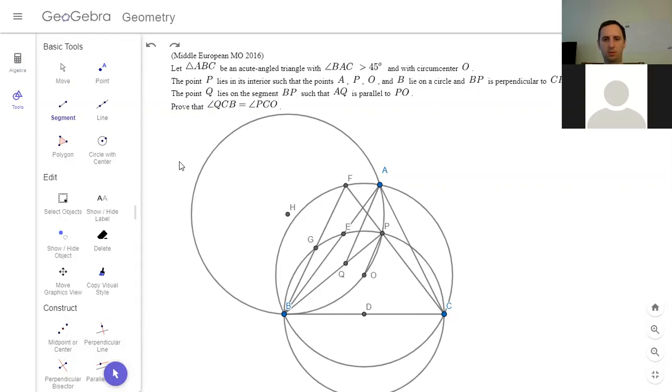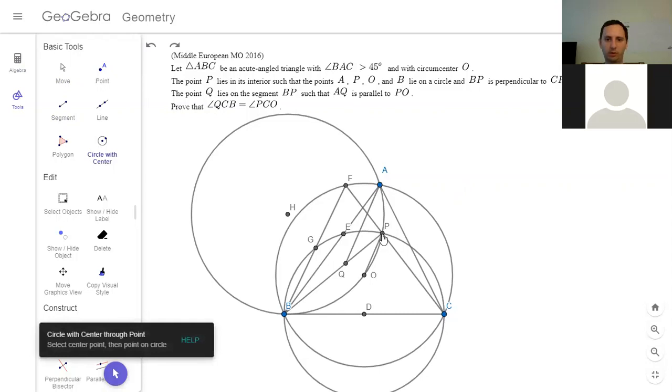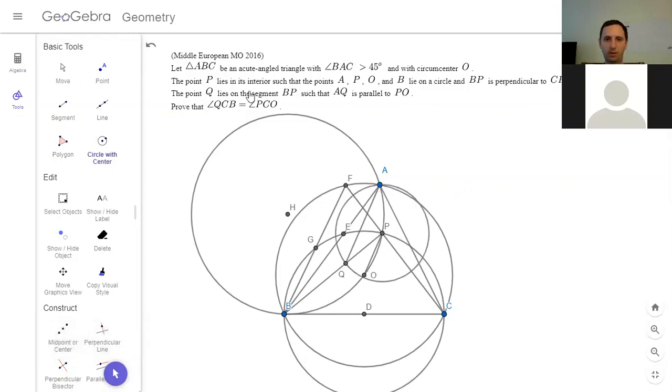Actually, I think AP equals PQ. Can you check it? Ah, interesting. It is angle chasing. It is well known that PO is the external angle bisector of QPA, because OA equals OB.